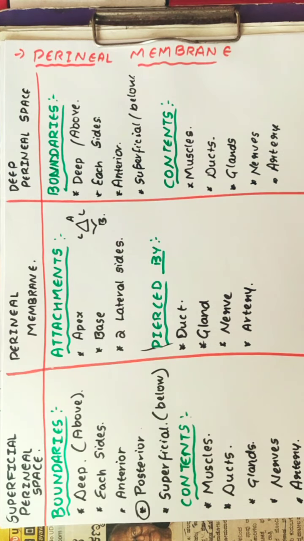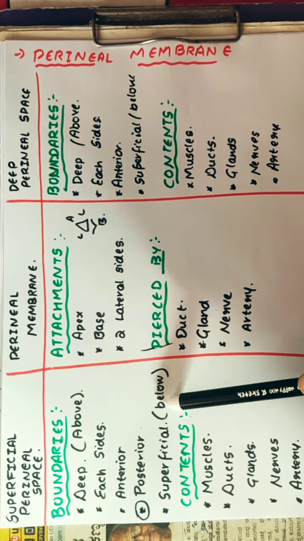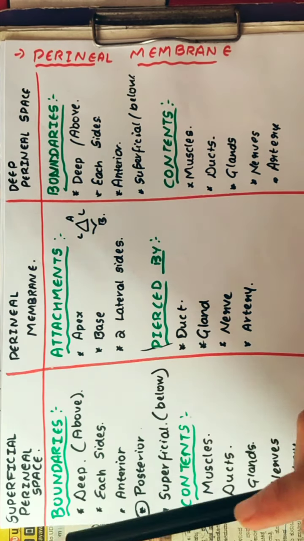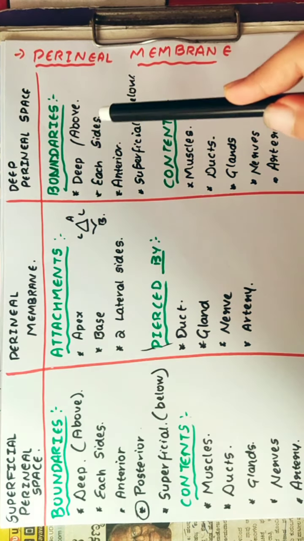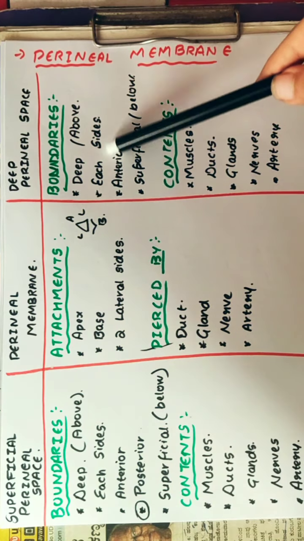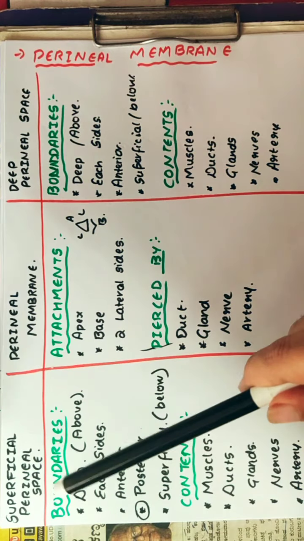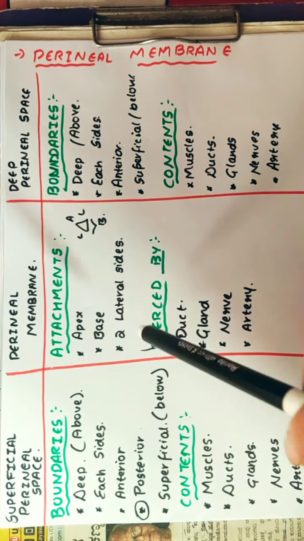So that's it. It is the introduction about the superficial perineal space, the perineal membrane, as well as the deep perineal space. In the next video, we'll be studying deeply about the boundaries of the superficial perineal space, perineal membrane, as well as the deep perineal space. What are the boundaries of the two spaces and single membrane in the perineum.